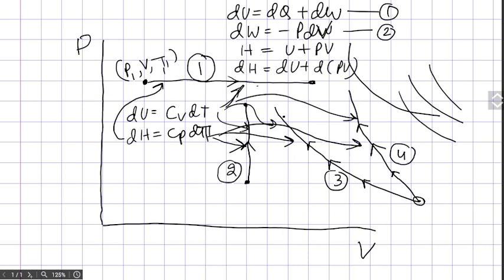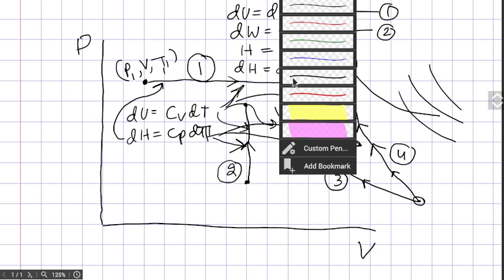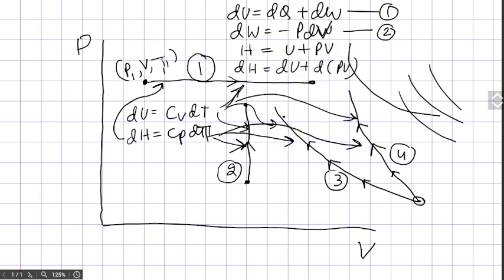And another important point is, for the constant pressure process, heat will be equal to dH, and for the constant volume process, heat dQ will be equal to the change in internal energy. So you need to keep these important points in mind to solve the numerical problems.